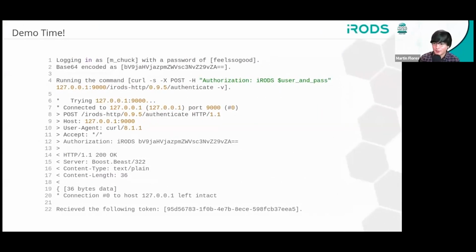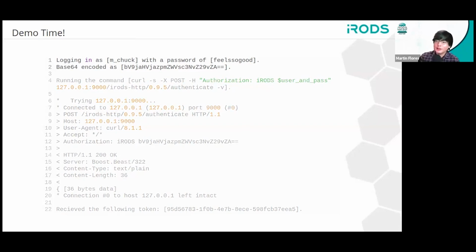So, here we're going to step through a couple of items just to show that it is relatively simple to actually authenticate using the OpenID Connect endpoint. Here you can see we're going to log in with username of mchuck and password if feels so good, base64 encoded, which then results in that sort of string. We run a curl command to post to the authenticate endpoint of the iRODS HTTP API. We also use the specific authorization header mentioned earlier using the iRODS scheme. And there you provide the base64 encoded string.